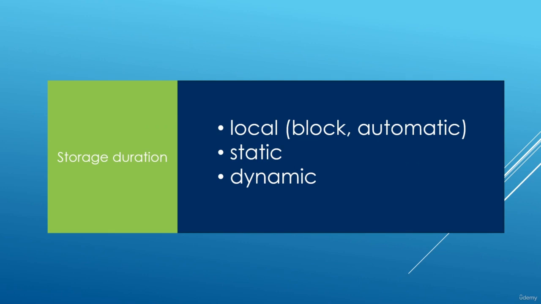Storage duration is a property that defines how long a variable is going to be alive in your memory. So it basically defines the lifetime of your variable. And we're going to look at three types of storage duration. We have local storage duration, static storage duration, and dynamic storage duration. So what do we really mean by these?